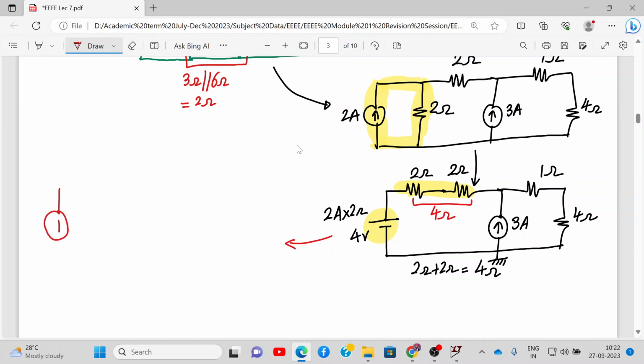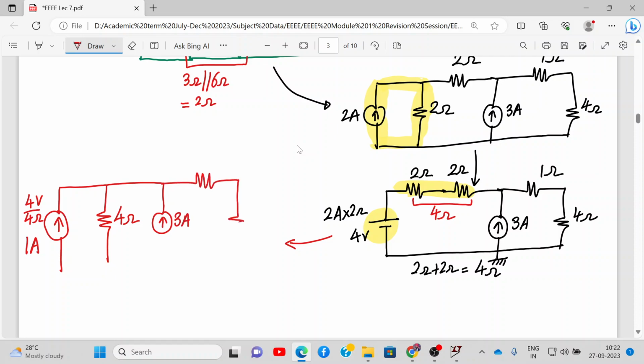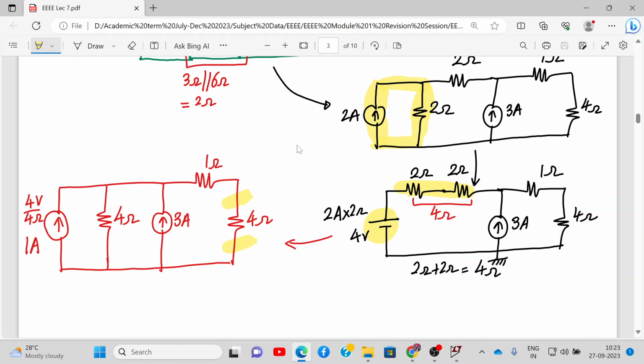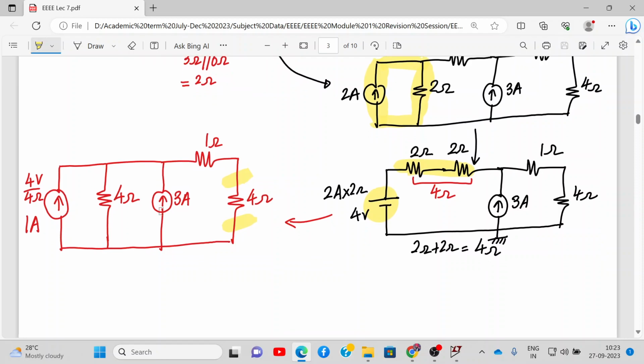So this gets converted into a current source going from negative to positive. What's the value? 4 volt divided by 4 ohm. That will be 1 ampere, in parallel with the resistance, whose value is 4 ohm because this 2 ohm and 2 ohm are bunched together. Then we have another current source of 3 amperes, and then we have 2 resistances connected in series, whose values are 1 ohm and 4 ohm. Remember, we cannot disturb this 4 ohm resistance throughout the circuit, because we need to find the current through 4 ohm.